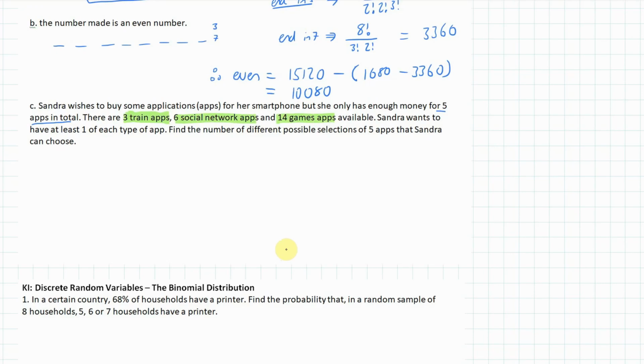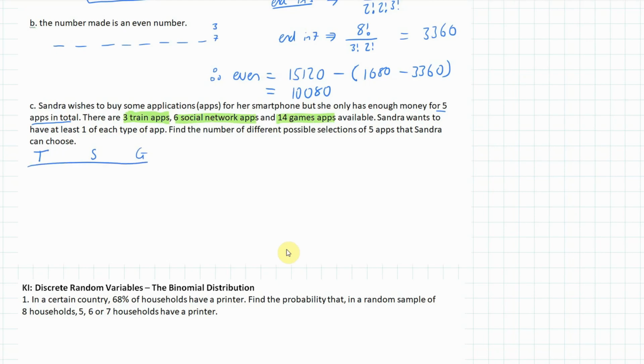Okay. Find the number of possible selections she can choose. Right. Well, train. Social media, social network, games. Okay, fine. Here we go.